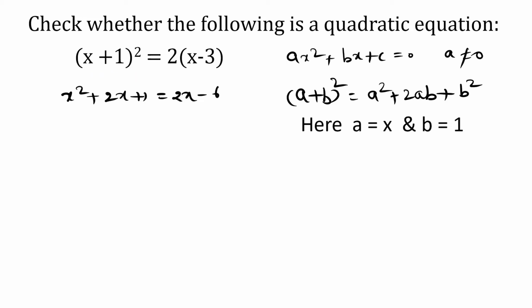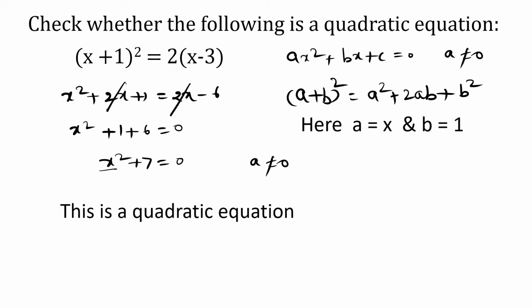Now 2x being on both sides cancels each other, and taking all terms to the left hand side, we get x² + 7 = 0. Here the highest power of x involved is 2 and the coefficient of x² is not 0, so this is a quadratic equation.